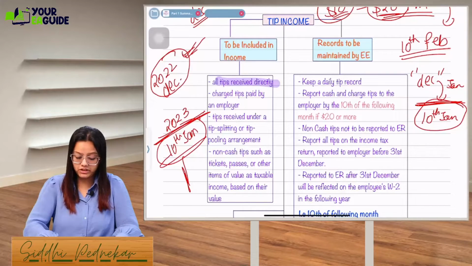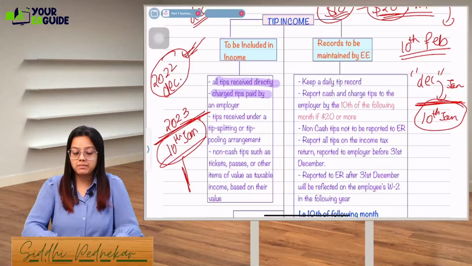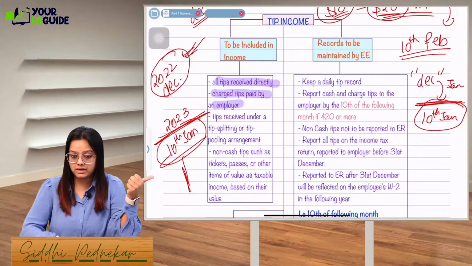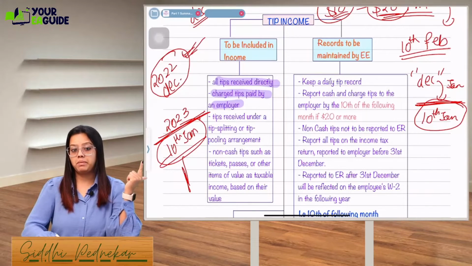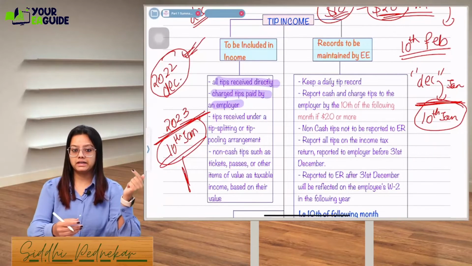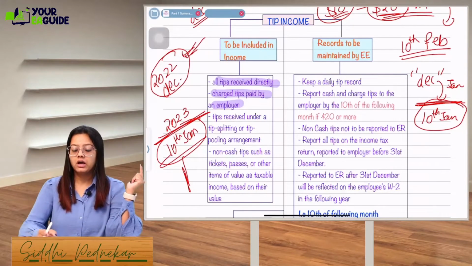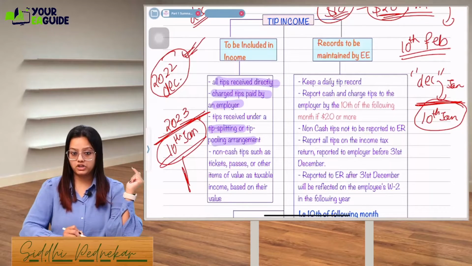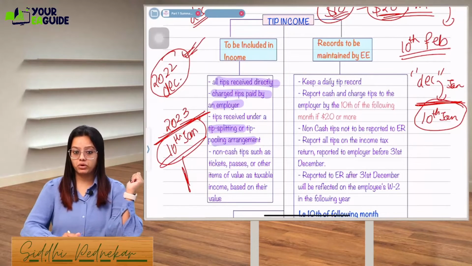All the tips received directly, charge tips paid by the employer. What all tips will be included? All the tips which you receive directly from the customer, charge tips which are paid by the employer. Let's say all the tips are collected and then they are distributed to different employees. That is also called tip splitting or tip pooling arrangement. All those tips will be liable for tip reporting.